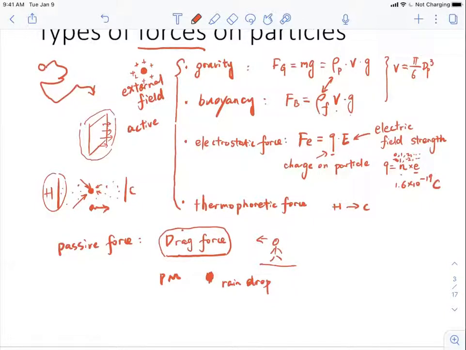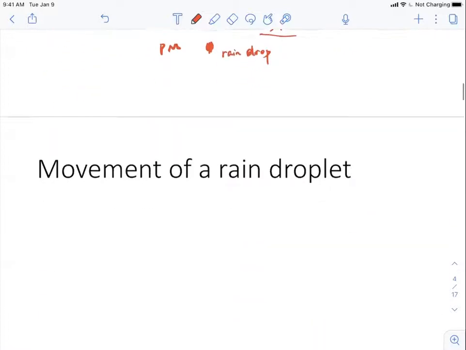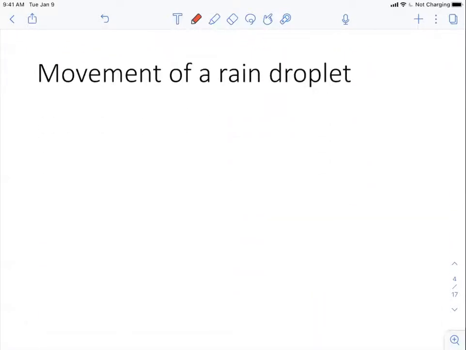I'm going to do a simple calculation to show you why the drag force is so important for the raindrop. Let's try to estimate what the final speed of a raindrop would be if there is no drag force. If we consider the raining process, let's assume that this is our ground, and there are some clouds hovering above the earth, right? Whenever it rains, there are rain droplets in the cloud, and then they are going to settle down.